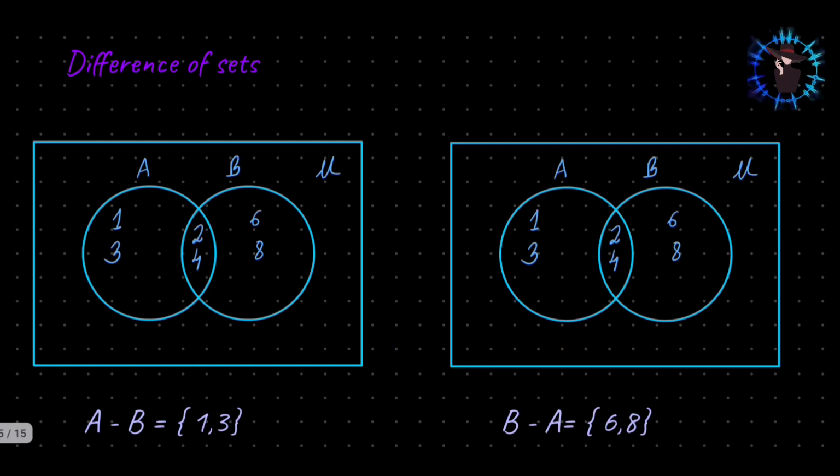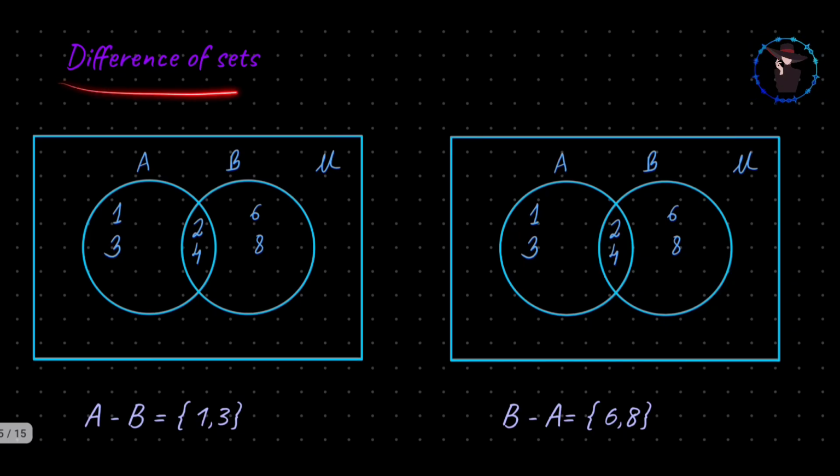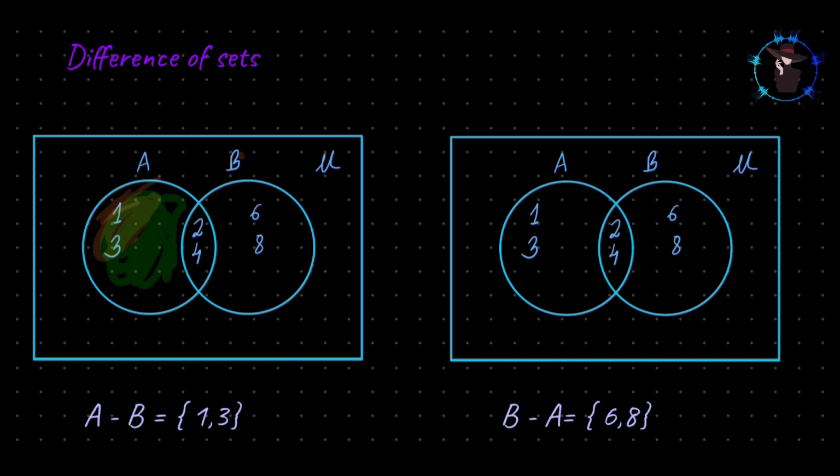Remember this point. Now, the next one is the difference of sets. Difference means subtraction, right? If we subtract A minus B, the answer will always be A. Consider this as the only answer.